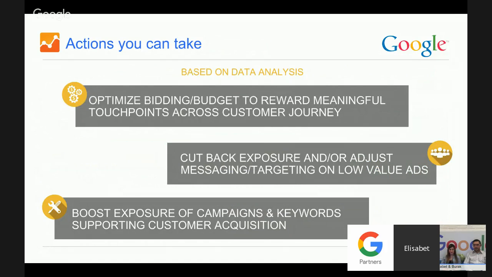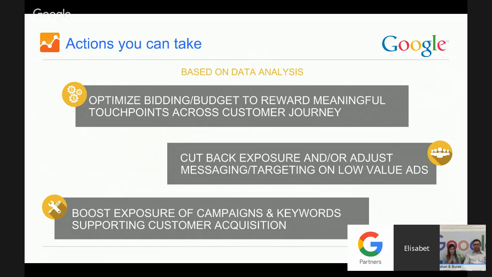So which actions can you take after analyzing this information? Based on the data, you have different suggestions and different optimizations that you can do. The first thing we would recommend is to optimize bids and budget to reward the most meaningful touch points across the customer journey.